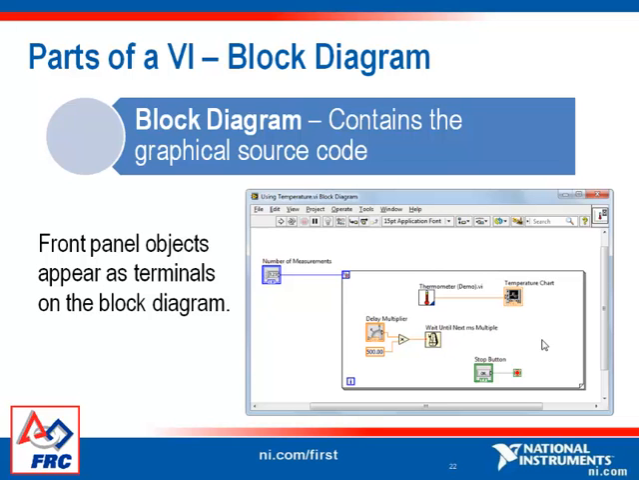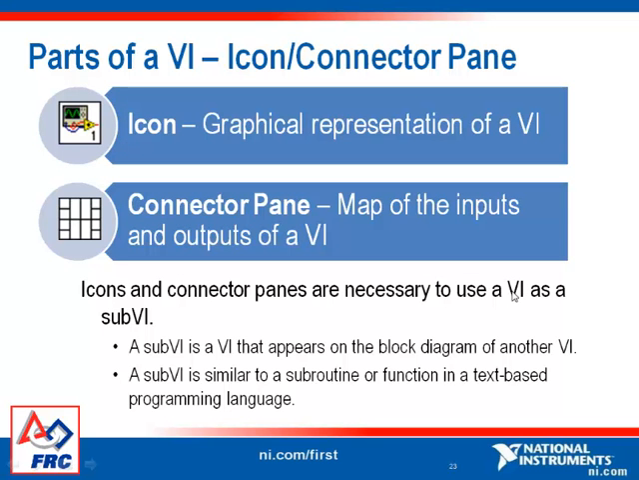So you've got a representation of the control here, I've got a function here, I've got a terminal representation of an indicator, and I've got another function there. Data passes between them on wires. We'll talk about the icon and connector pane later, but the icon essentially represents the whole program that the front panel is a part of. And then the connector pane tells you where that program can connect into and out of other programs.